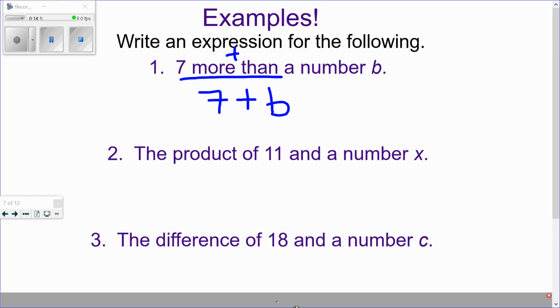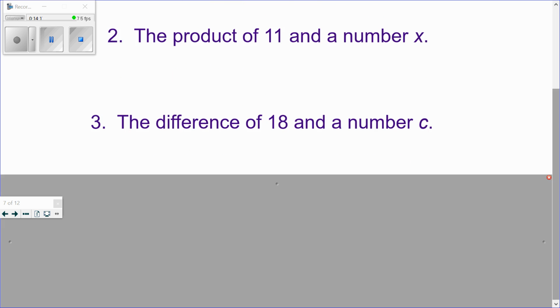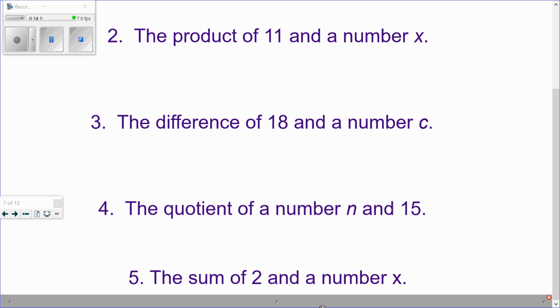Okay. So, let's scroll down here. Here are 4 more. Try them with your partners. Translate an expression.